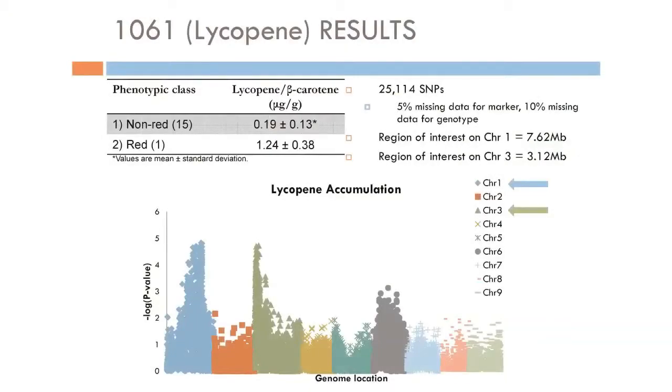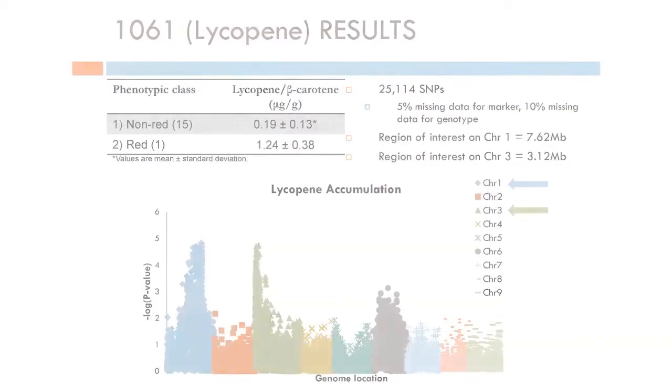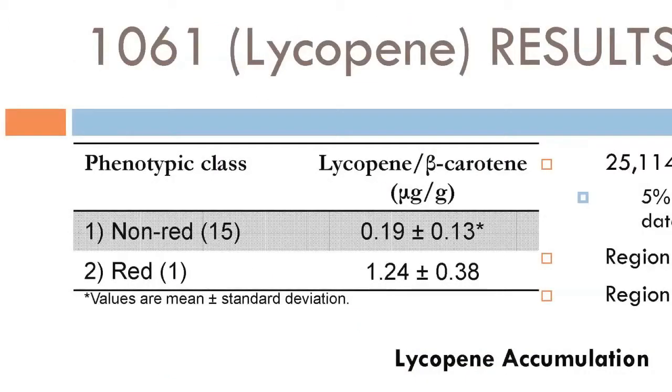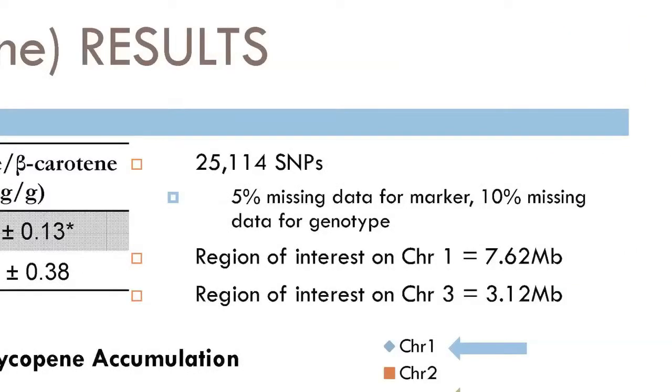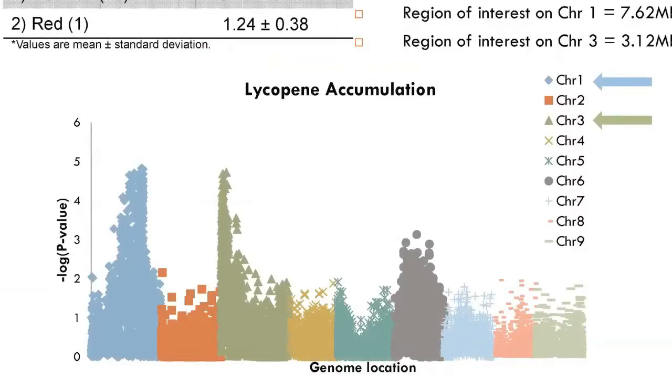For the lycopene results, we realized that this population was segregating 15 to 1, non-red to red, so it was under a 2-gene model. We identified 25,000 SNPs through the GBS pipeline with the same level of missing data. And we were able to identify 2 regions, one on chromosome 1 that was over 7.5 megabases, and another region on chromosome 3. So again, you go in and you can find those actual recombinants using your markers to find where the borders of those events are. Important to note that this was carried out in only 88 samples.